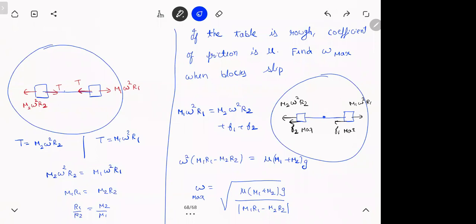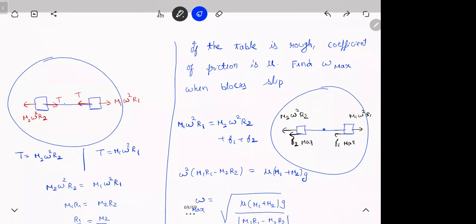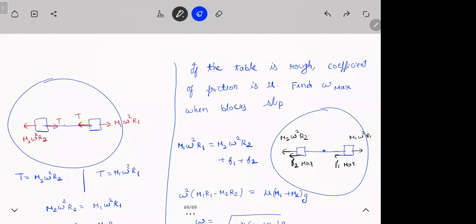Copied. Next slide. This is a good one. Next one. Here on top view.